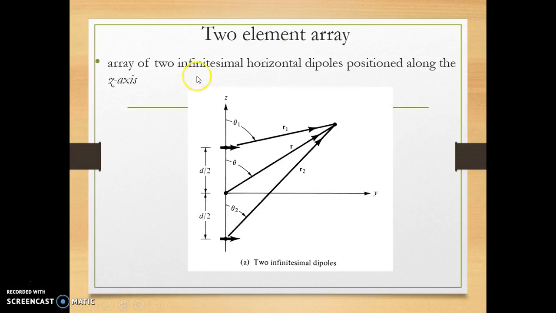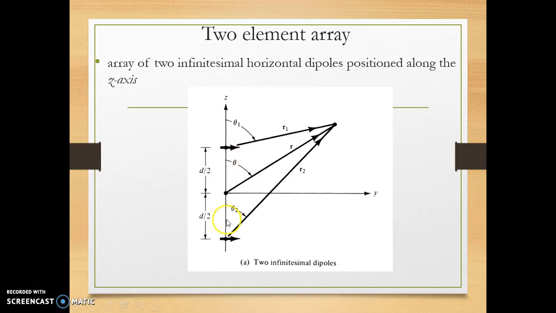Let us now consider a two element array. One is kept here at a positive z axis, another is kept here at a negative z axis. Both are kept horizontal, and that means along the y direction. And we are interested in the resulting pattern at this particular point, which is at distance r1 from the first element and r2 from the second. Normally we take an average distance r, considering this point is very far from these two elements. So almost in that case these three distances are almost the same, and the angle they subtend is like what they subtend with the origin.